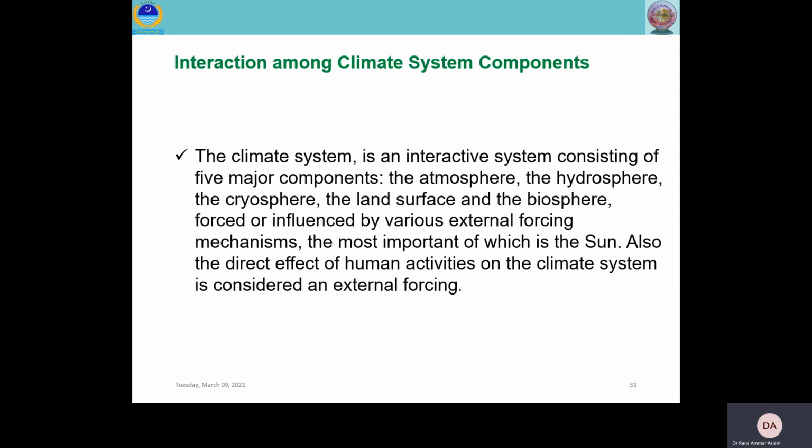Now, I have told you that these systems, or the components of the climate system, not only work independently, but they also interact with each other. And their interaction is actually controlled by some external forces. So one of those is the sun, because sunlight or energy is the basic requirement for any component to work. For example, if we talk about the hydrosphere, you might have heard about the water cycle.